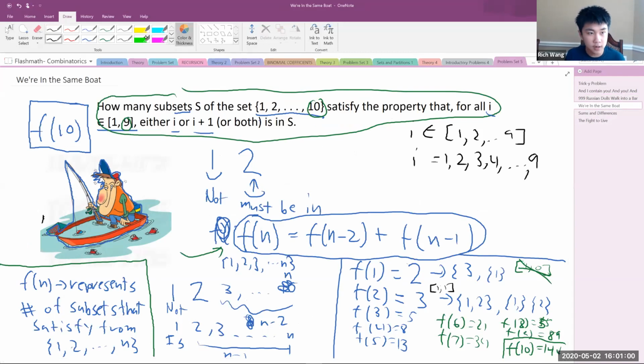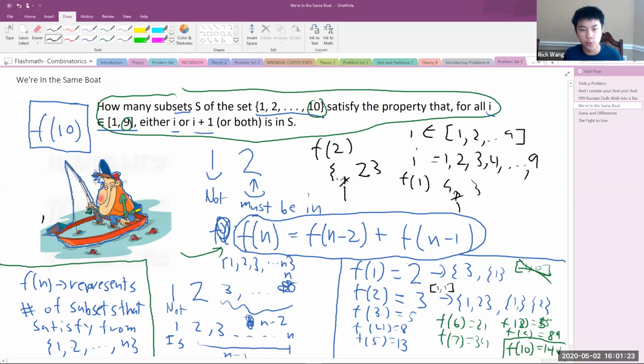So for f of 2, let's say we're trying to build a subset, right? If we know that 1 is not in here, then because either i or i plus 1 must be in S, we know that 2 must be in here. However, the reason we include the empty set for f of 1 is because even if 1 does not appear in here, there is no 2. So this condition doesn't really matter. So that's why the empty set appears in f of 1, but not f of 2. I hope that made sense.